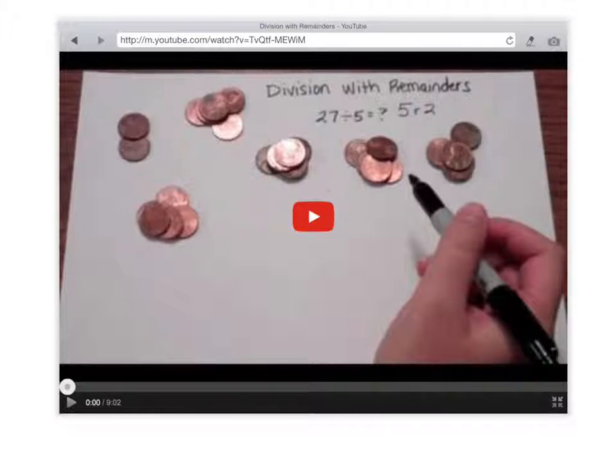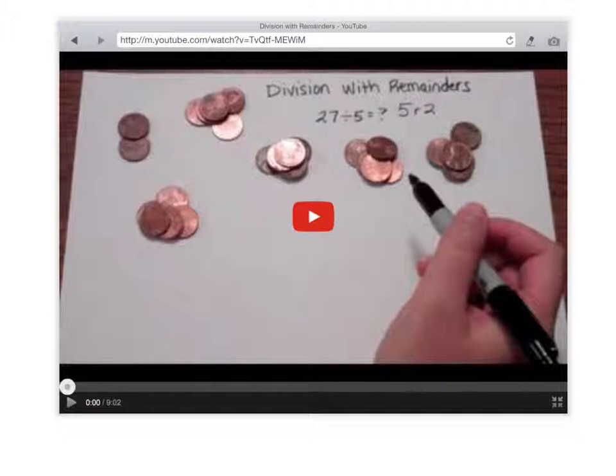Let's see exactly how many. If I take out a group of 5, and another group of 5, and another group of 5, and another group of 5, and another group of 5, I have 2 pennies left over.